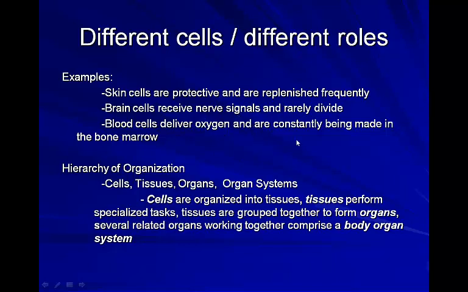Because those cells are always dividing. Blood cells deliver oxygen, and they're constantly being made in the bone marrow. Their job of delivering oxygen is so specific that when they get to maturation, they actually kick their nucleus out to make more space for carrying oxygen. So again, they specialize so that they can more efficiently do their roles. And again, the hierarchy of organization: the more complex an organism is, the more you'll see this hierarchy of organization.